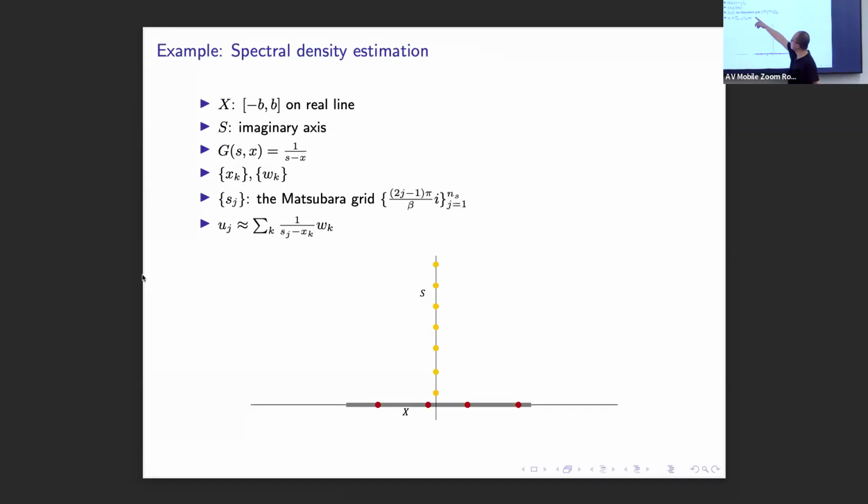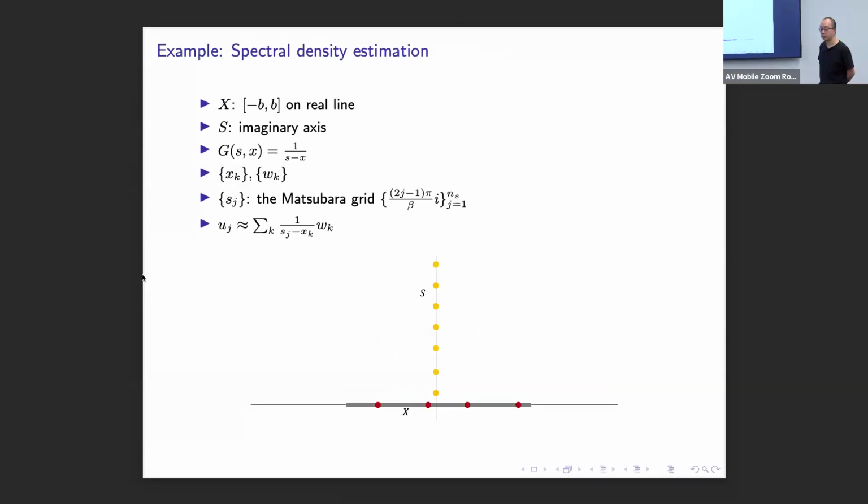This actually comes from a part of the so-called Matsubara grid. These are the grid points given by this form: (2j minus 1) times pi i divided by beta, where j goes from 1 to a certain integer, which I denote by n_s. So n_s contains how many yellow points you can sample. Beta is the inverse temperature, which is 1 over the temperature T, and is decided by the physics problem. Now, the observation is again the same: the summation of 1 over (s_j minus x_k) times w_k. So it's a special case of the previous problem, but this problem itself has very important physical meanings. That's why I listed it separately as a second example. In fact, my work is really motivated by this example.